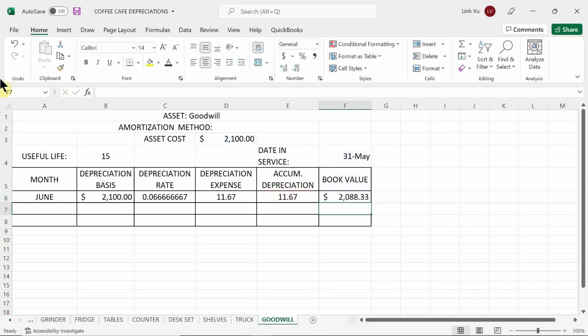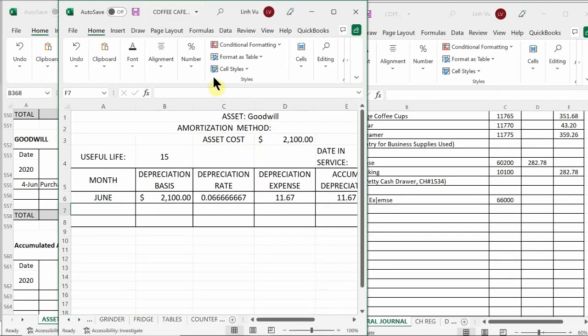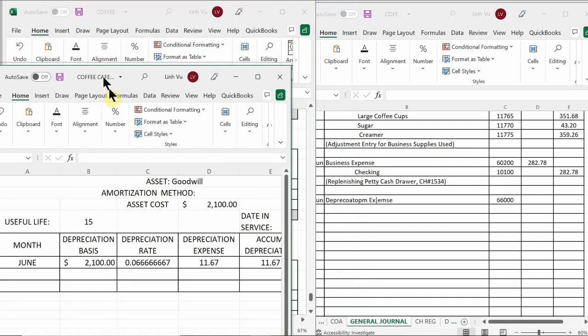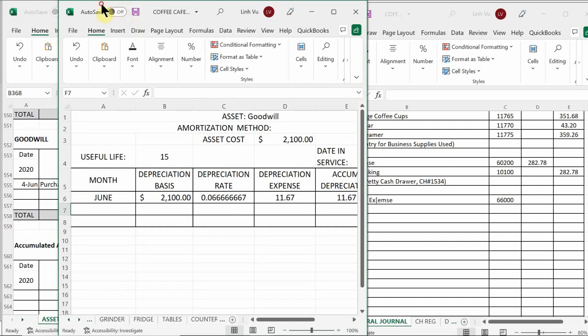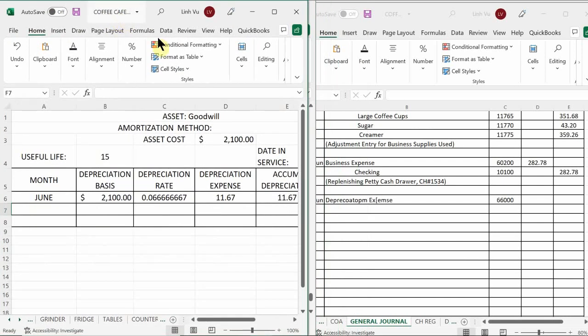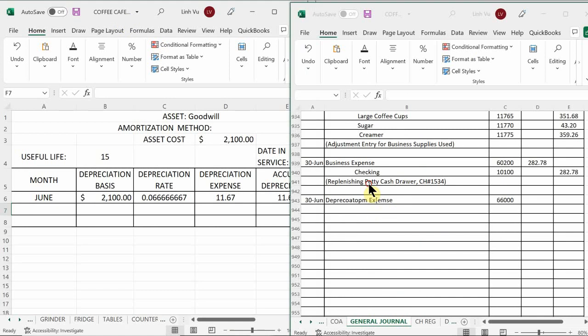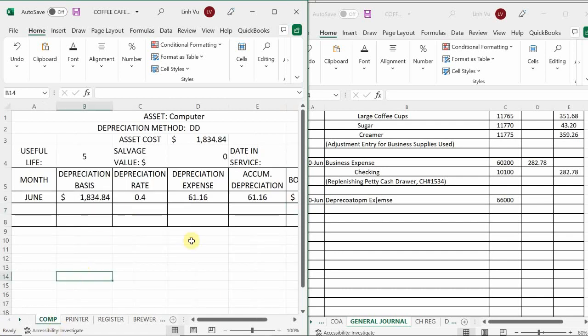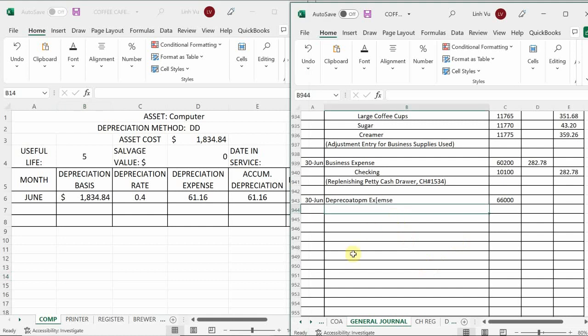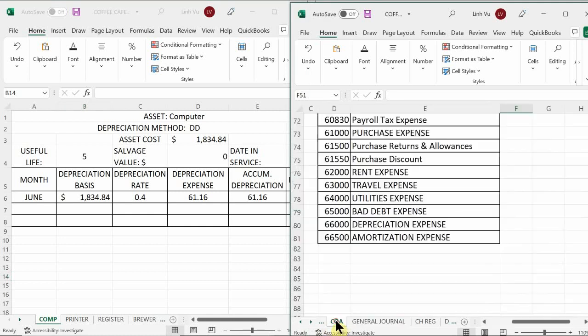So there you go. Now we completed all of our tables here. The next thing we're going to do is properly journalize every single transaction. How do we go about that? We're going to go through every single table in my depreciation, starting with our computer. So what is the journal entry that I need to make to calculate this?